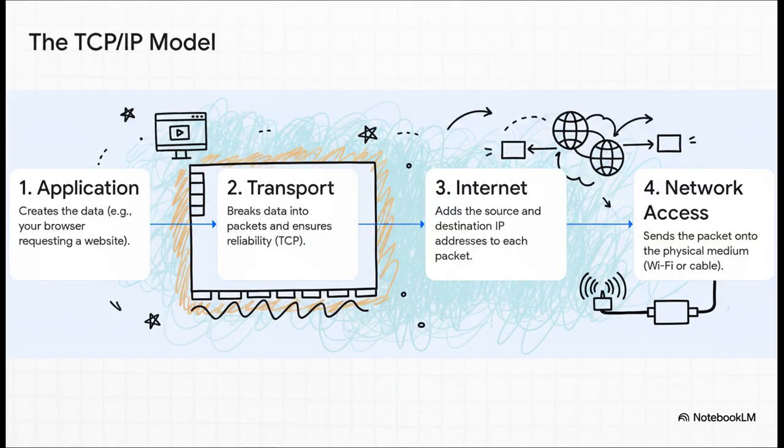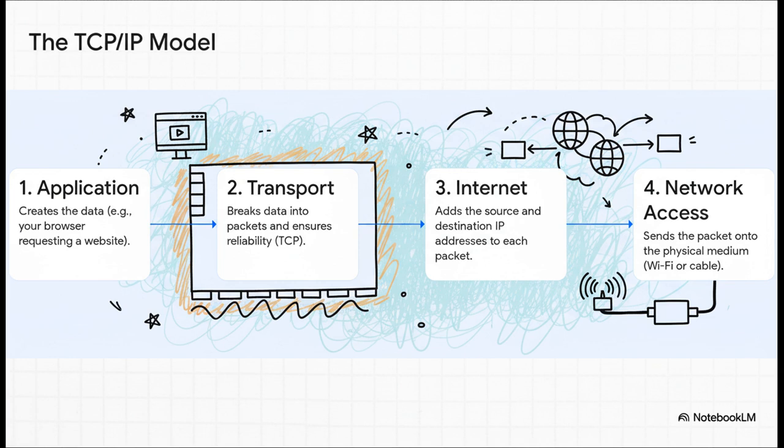The king of all these rulebooks is something called the TCP/IP model. Let's think of it as a 4-step handshake, or like preparing a package for shipping. Step 1, the application layer. This is your web browser creating the request, like writing the letter. Step 2, the transport layer. This takes your big letter and breaks it down into smaller, numbered packets. It makes sure everything is reliable. Step 3, the internet layer. This is where we stick the to and from addresses, the IP addresses, on each of those little packets. And finally, step 4, the network access layer.